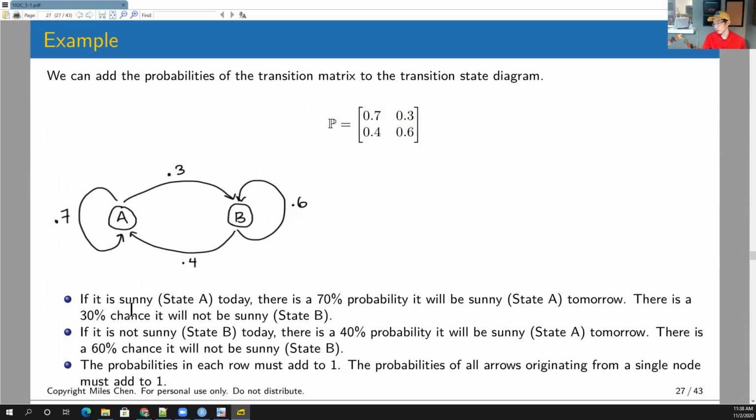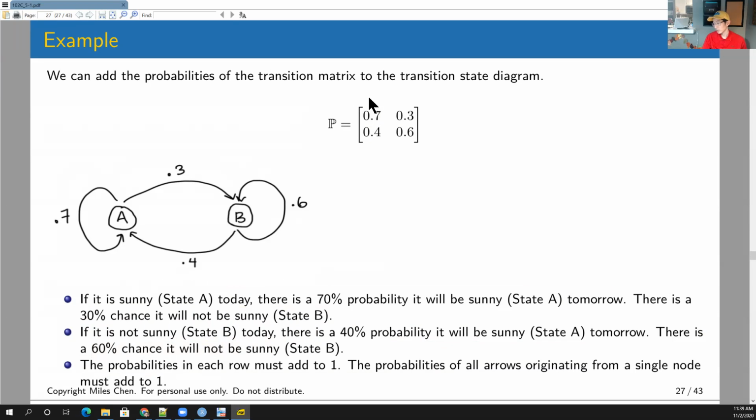Okay, so what we're saying is that if it's sunny today, there's a 70% probability that it'll be sunny tomorrow, and a 30% probability that it won't be sunny, state B. And if it's not sunny today, which is state B right now, there's a 40% probability it'll be sunny tomorrow, and there's a 60% probability that it'll still be state B tomorrow.